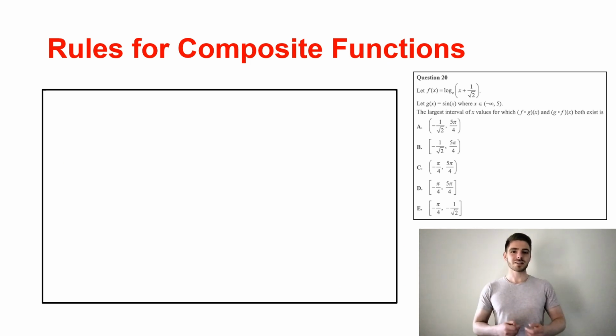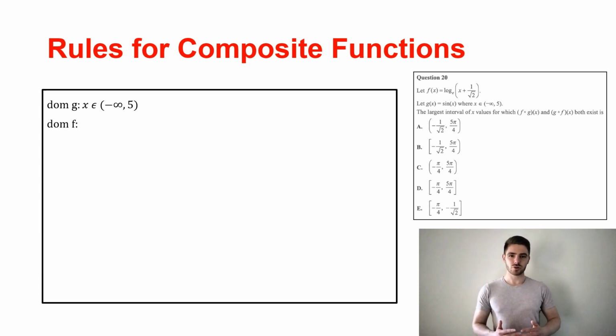We are asked to find the largest interval of x values such that both composite functions are defined. Well, we know that any composite function exists as long as the range of the input function fits in the domain of the output function, so a good place to start is to figure out what these domains are. The good news is we're already given the domain of g of x. Now we just need to find the domain of f of x.